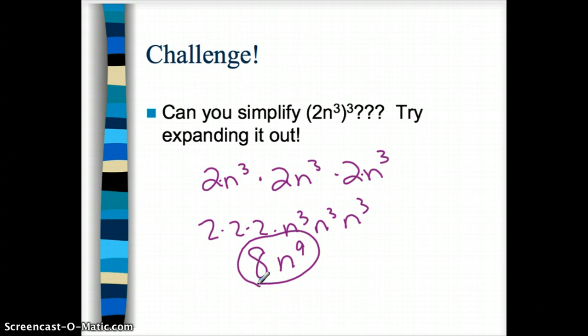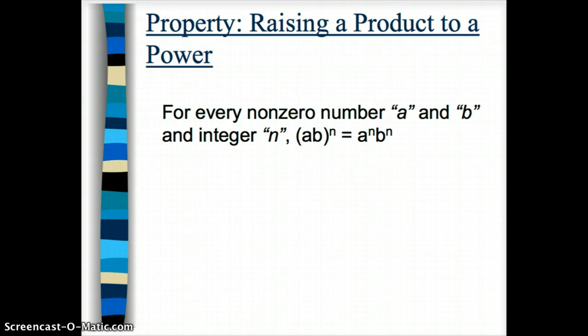What I hope you noticed is that it's not just 2n to the 9th. This power of 3 has power over the 2 as well as over the n to the third. It works pretty similar to the distributive property. This is called raising a product to a power. So we have something that we're multiplying in there and we're raising it to a power.